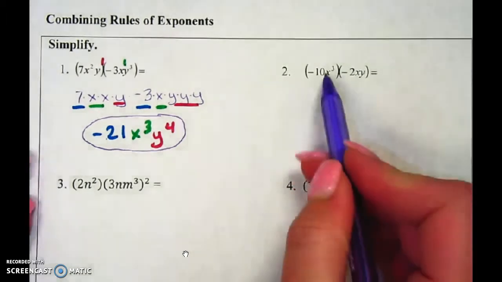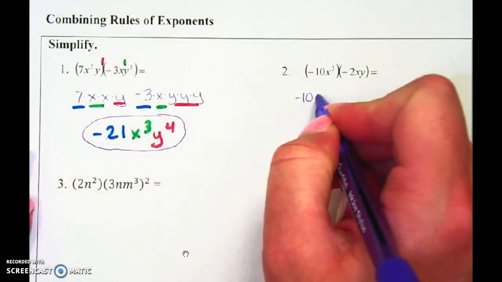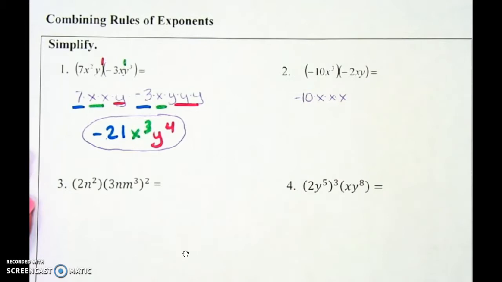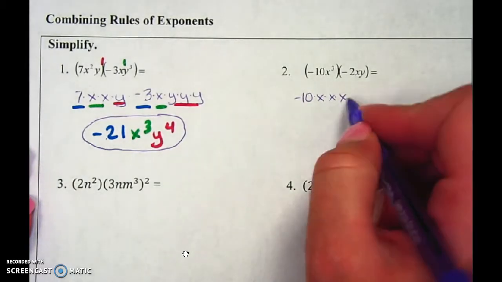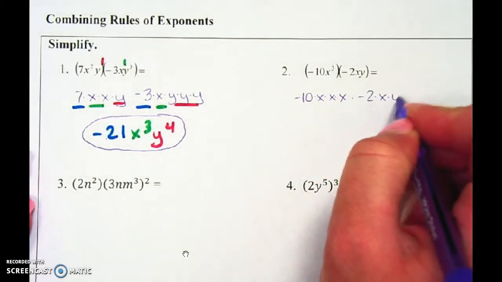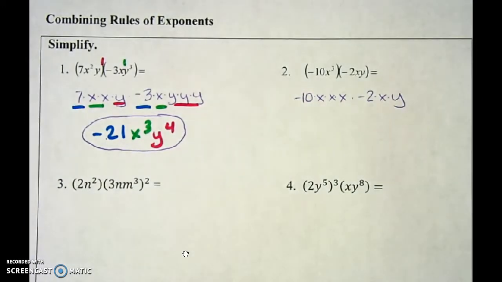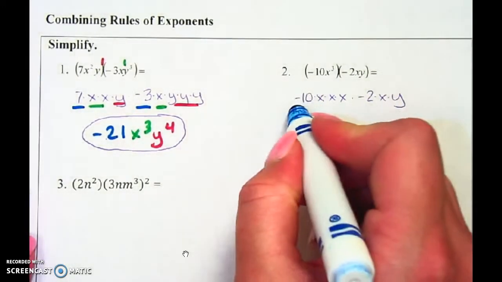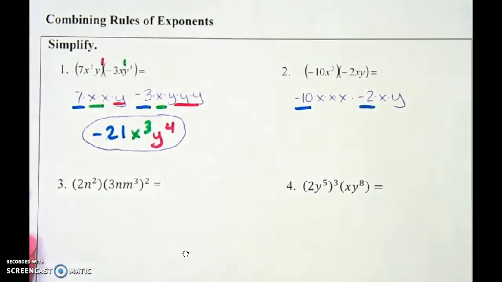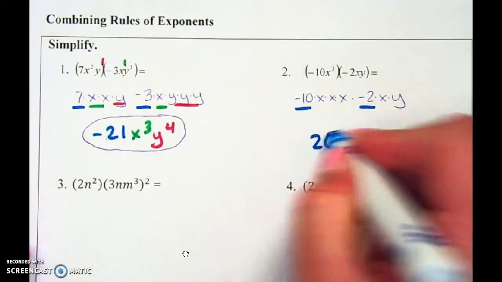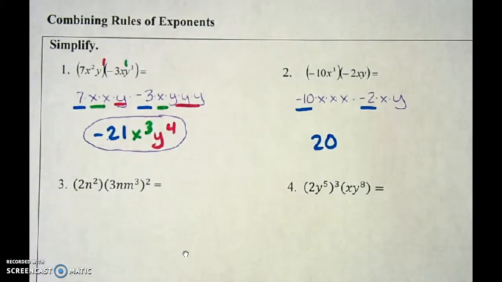So another one just like that. So I have negative 10 times x to the third, which is x times x times x, times negative 2 times x times y. So my numbers in front, those coefficients, negative 10 and negative 2 get multiplied together because they're normal numbers. A negative times a negative is a positive. So I would have a positive 20.